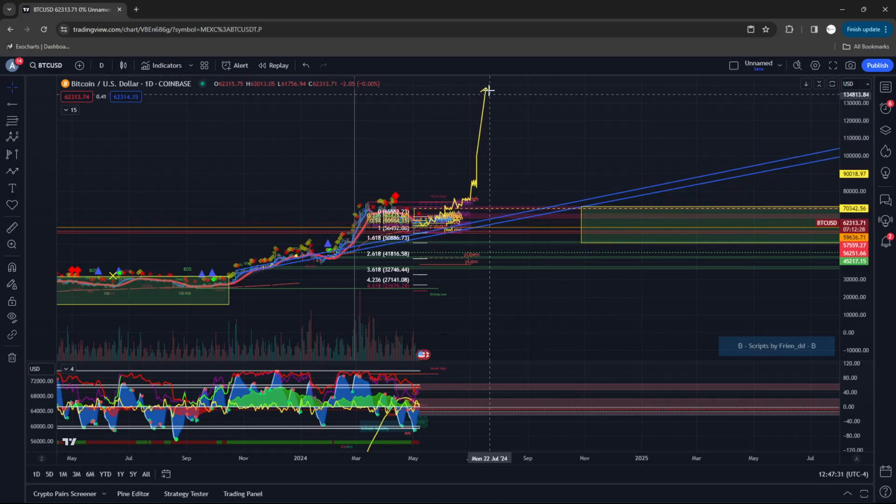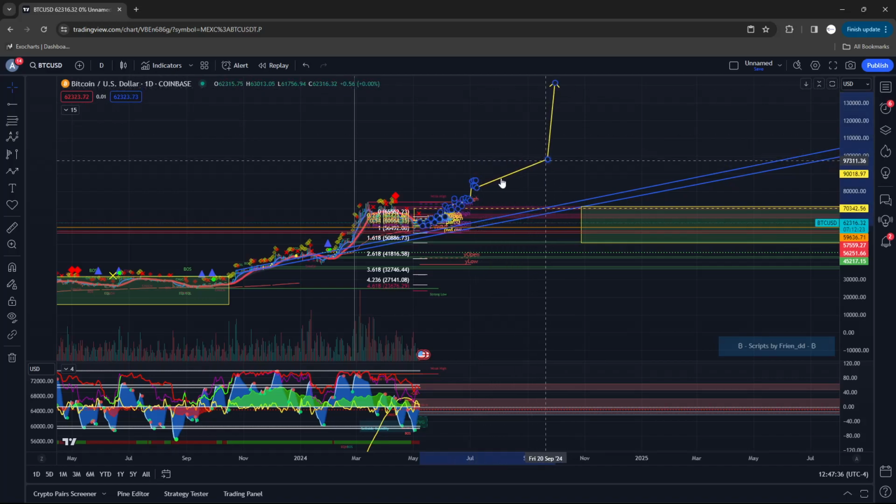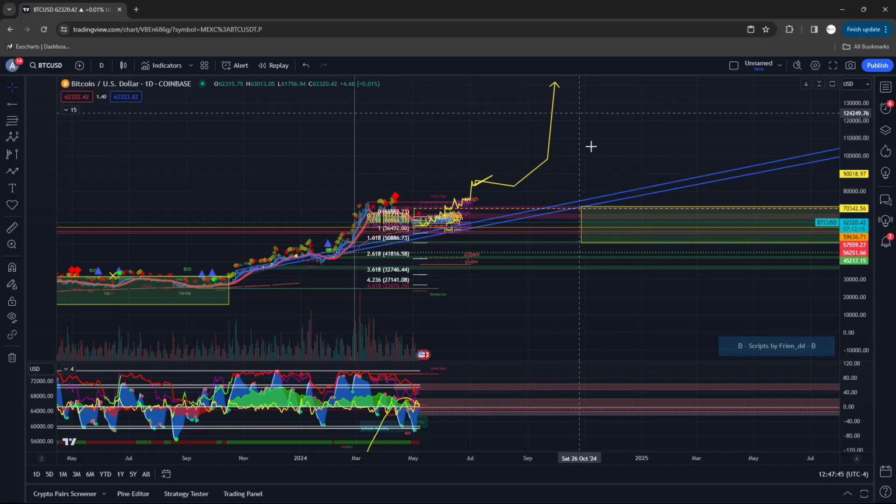It doesn't have to be now. It could be over here, right? Move all this stuff over. Time, you don't know the time. No one knows time frames. But you can have something like this where it's all a jumbled mess, and then we have a blow off top somewhere at the end of this year, beginning of next year.